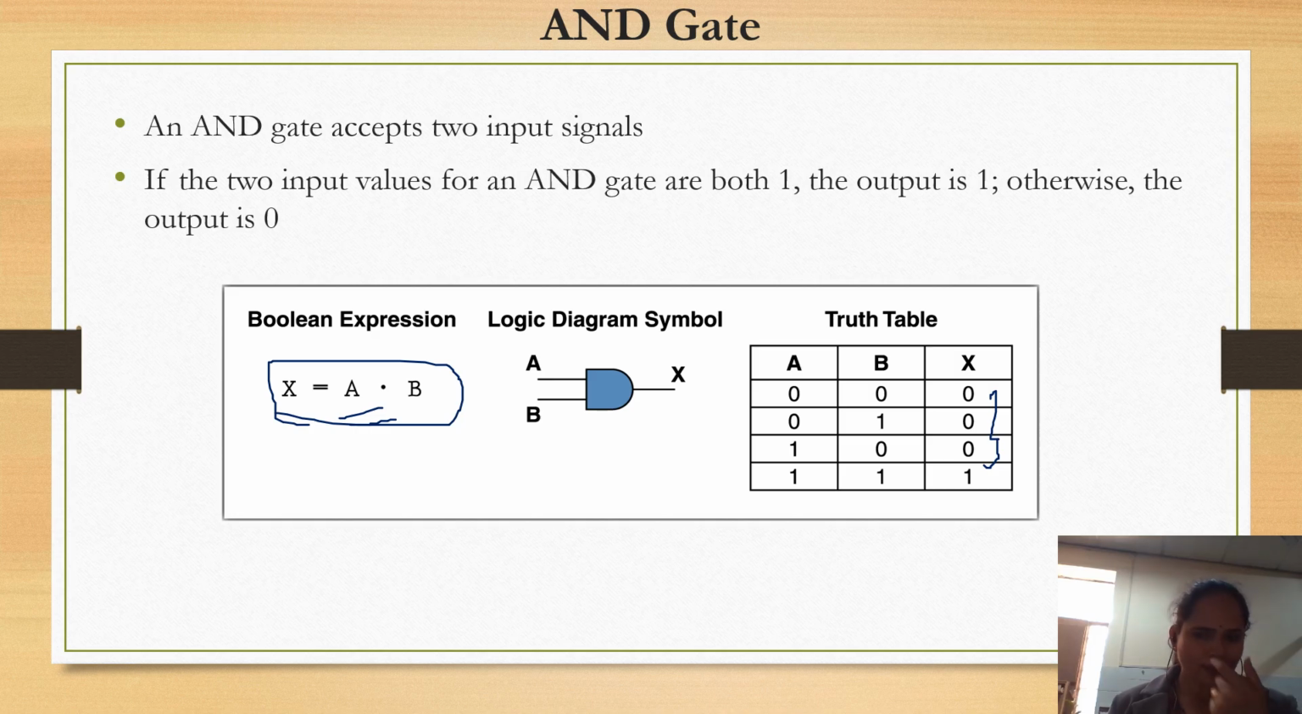Now A and B are the input bits, which can be 0 0, 0 1, 1 0, and 1 1. Now AND means if both the inputs are true, then the output is true, otherwise the output will be false.